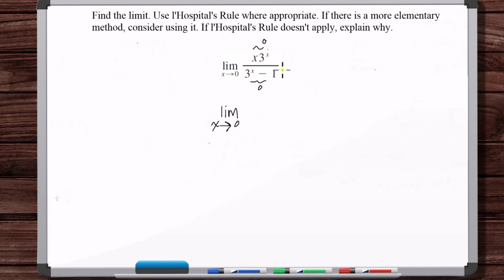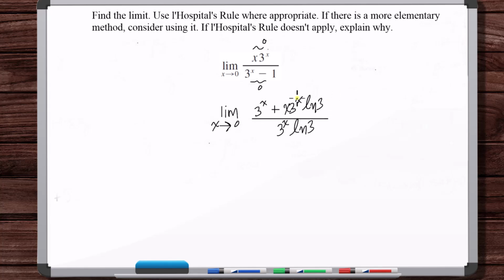Okay, so derivative of the numerator. We need to use the product rule. Derivative of the first is 1 times the second, plus derivative of the second, which is 3 to the x natural log of 3, times the first. All over the derivative of the bottom, which would be 3 to the x natural log of 3.